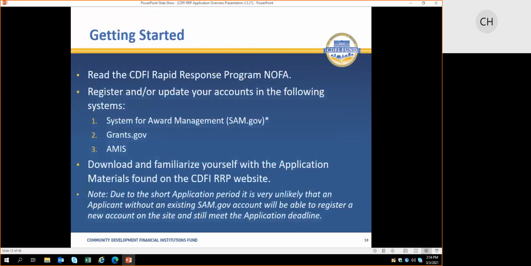So hopefully you have seen this slide from our previous webinar and have already taken these steps to get started of reading the NOFA, registering or updating your accounts. There are 3 systems that you'll need to be in: SAM.gov, grants.gov, and AMIS. The materials are now all on the website for you to download and familiarize yourself with. And note that due to the short application period, it is unlikely that an applicant without an existing SAM.gov account would be able to register for a new account on the site and still meet the application deadline.